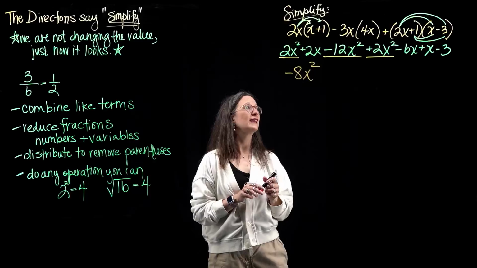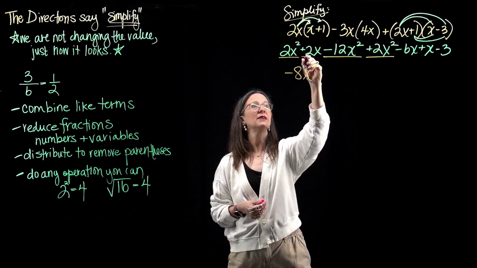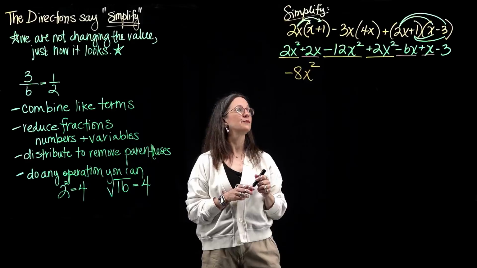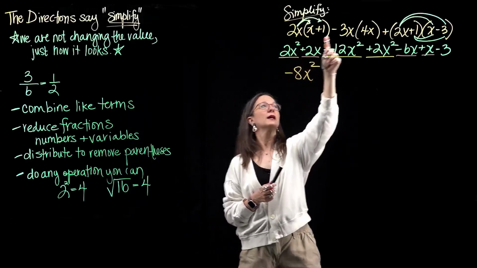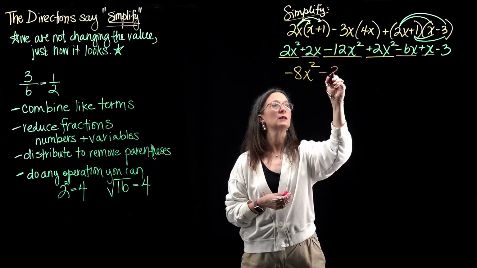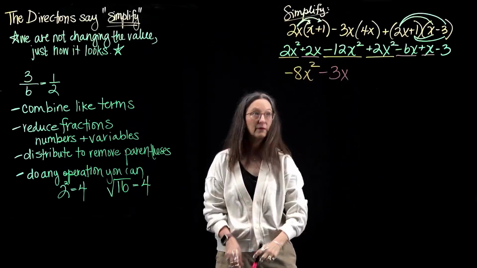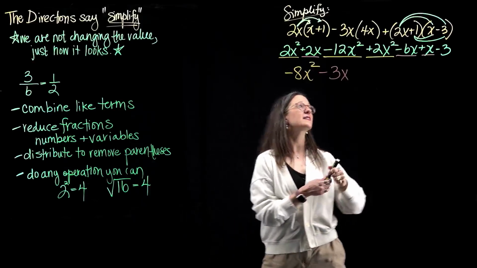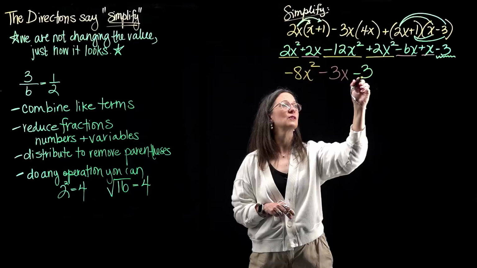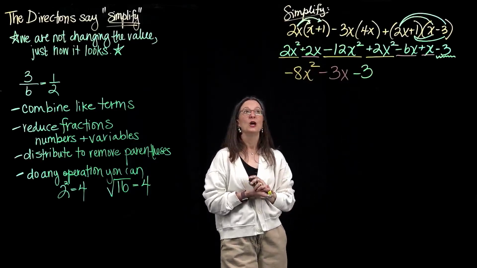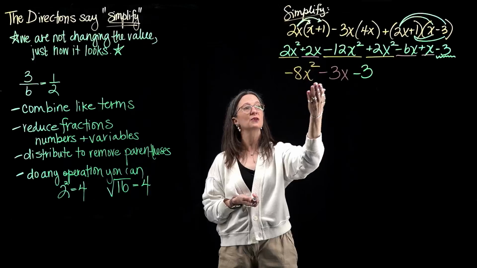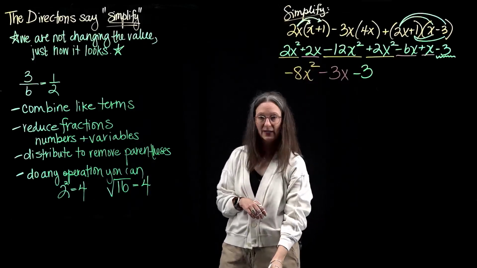I'm going to switch colors for the x's. So for the x terms, I have a plus 2x, minus 6x, and plus x. So 2x minus 6x is negative 4x, plus x is minus 3x. All right, and then last I have just this minus 3 on the end. It doesn't have any like terms, so we will just write it down. The simplified form of my original problem would be minus 8x squared minus 3x minus 3.